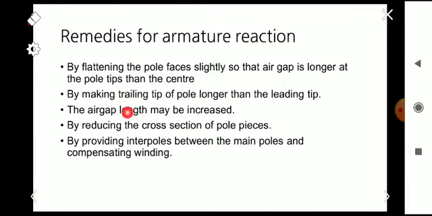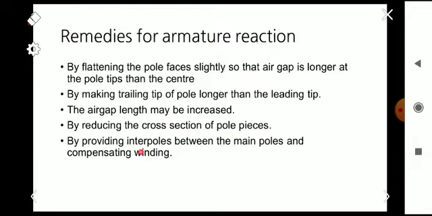And the third method is that the air gap length may be increased. If you are increasing the air gap length, the reluctance of the air gap is increased, so the magnetic flux, that is the armature flux, will be reduced. Also, by reducing the cross section of the pole pieces, it becomes highly saturated and offers large reluctance to the cross field, that is the armature flux.